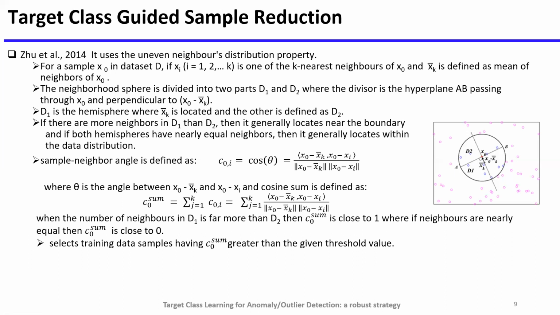To compute all this, a simple neighbor angle is calculated in this approach, where the point and the mean values are used considering all the neighbors. Finally, when the number of neighbors in D1 is far more than in D2, the computation of this angle must be close to 1, and we can conclude that it should be a boundary point.